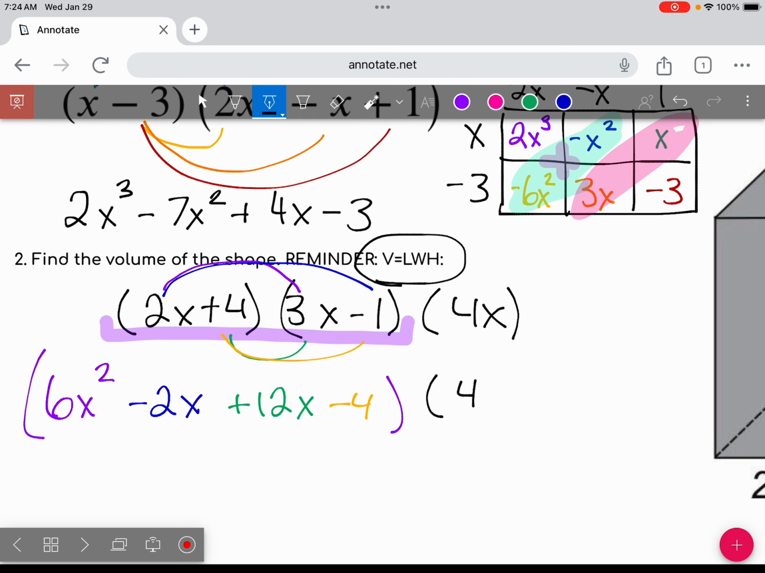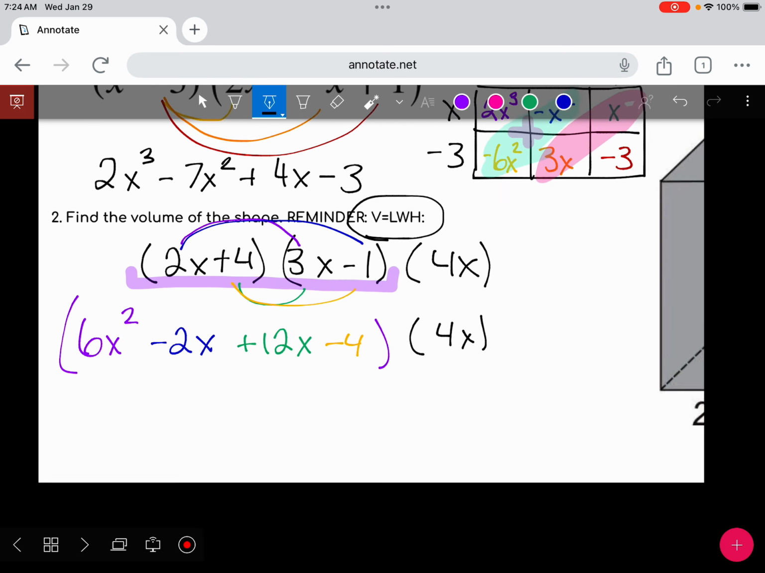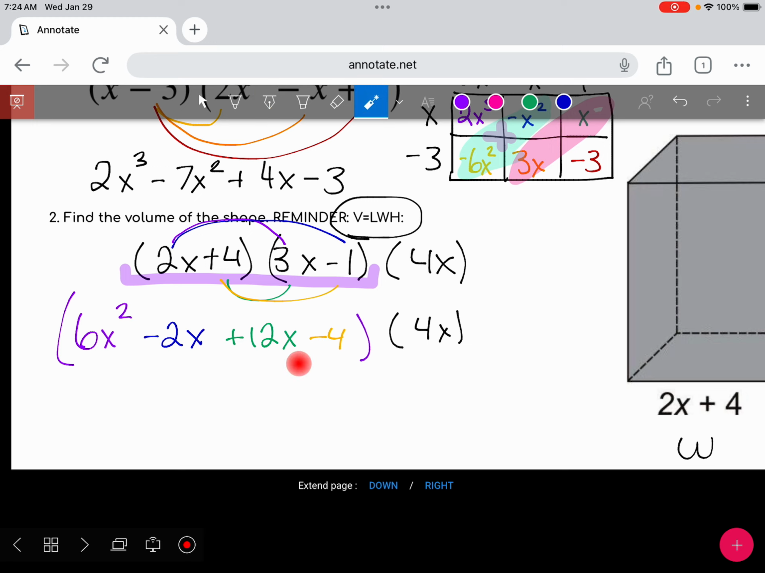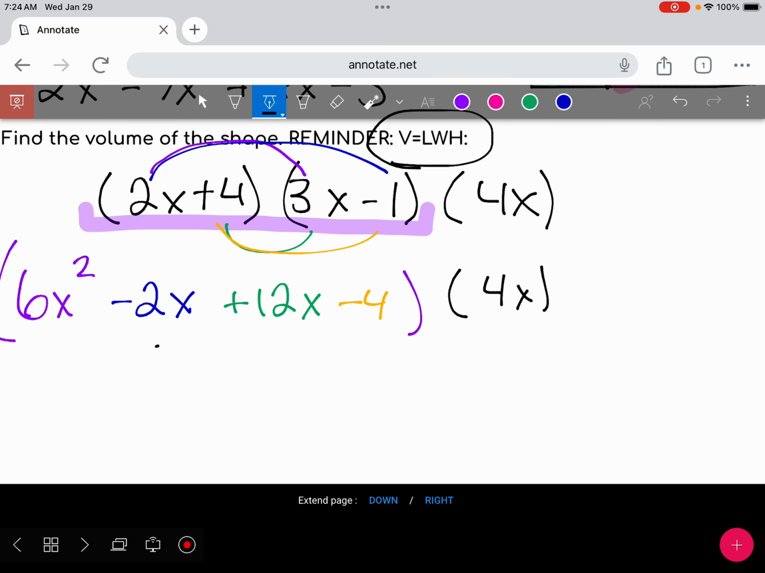Our 4x is still just chilling over here. I haven't touched him yet. We're leaving him alone. I highly recommend, you don't have to, but I highly recommend combining our like terms first. It saves us a step later on. So looking at our 6x squared plus 10x minus 4 times that 4x.